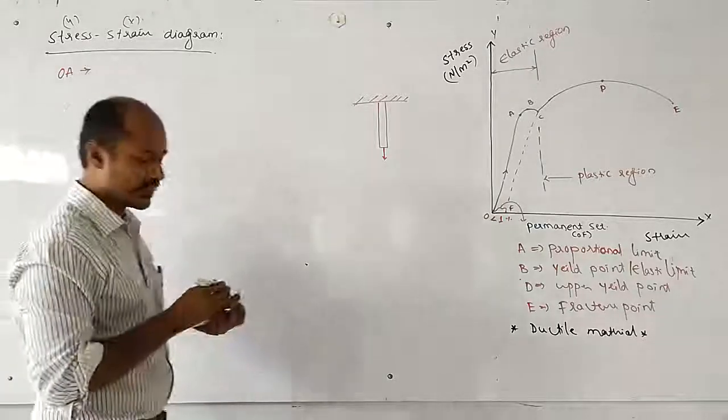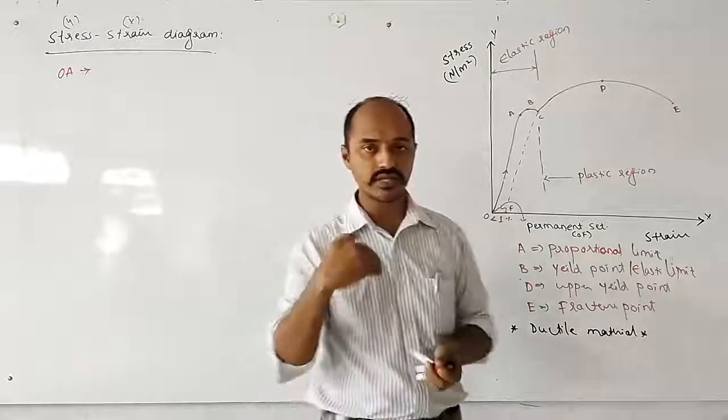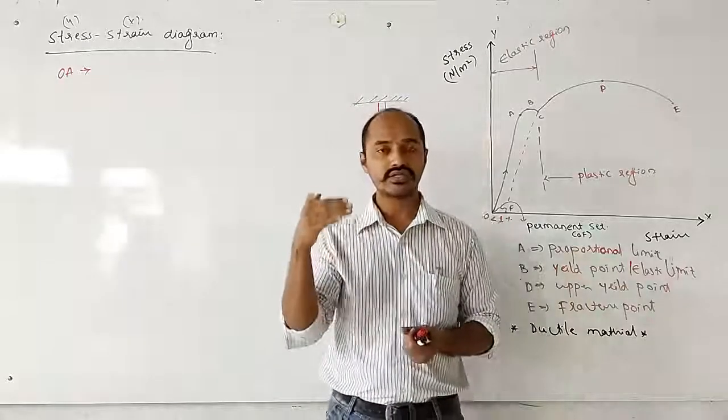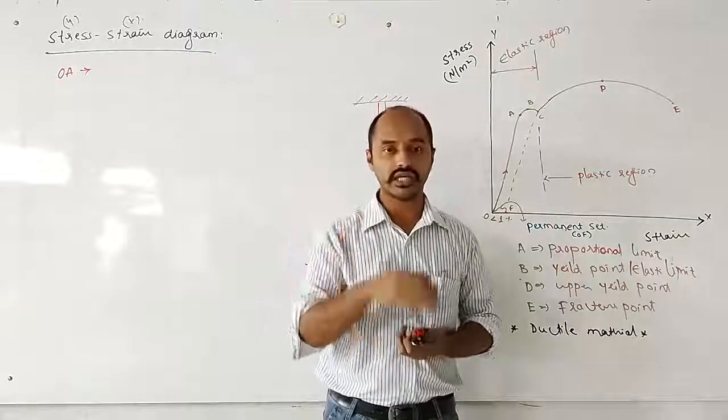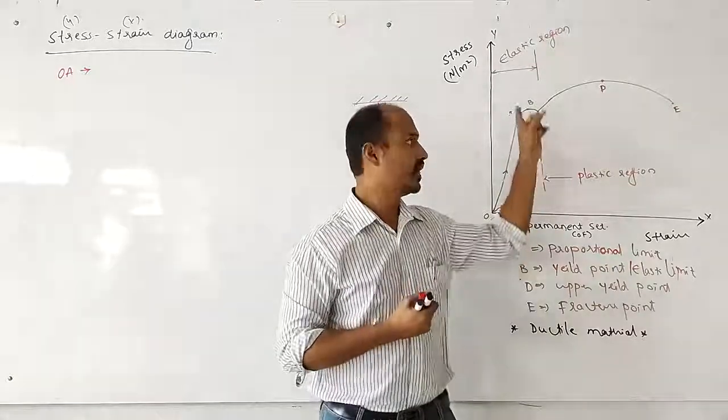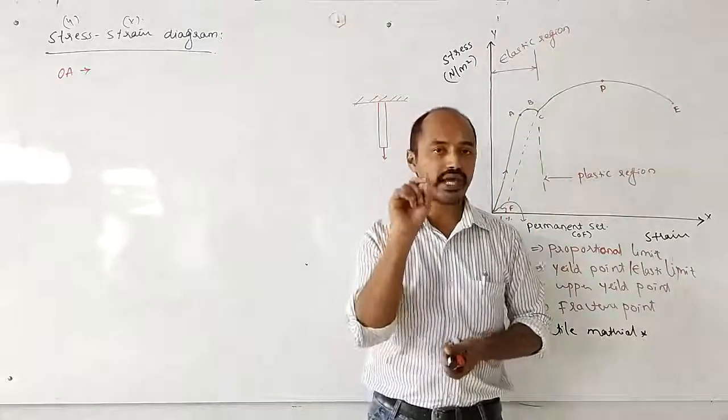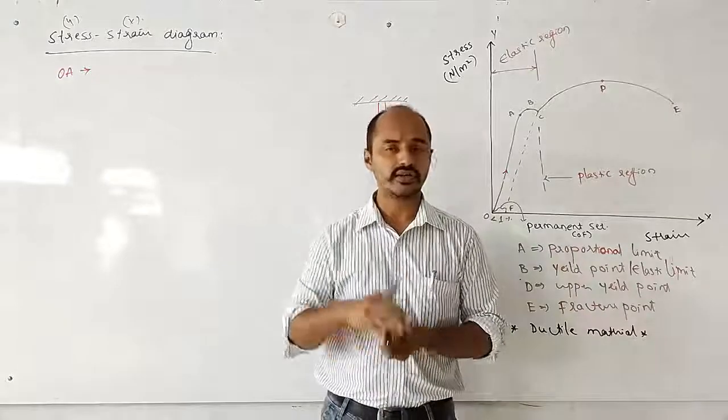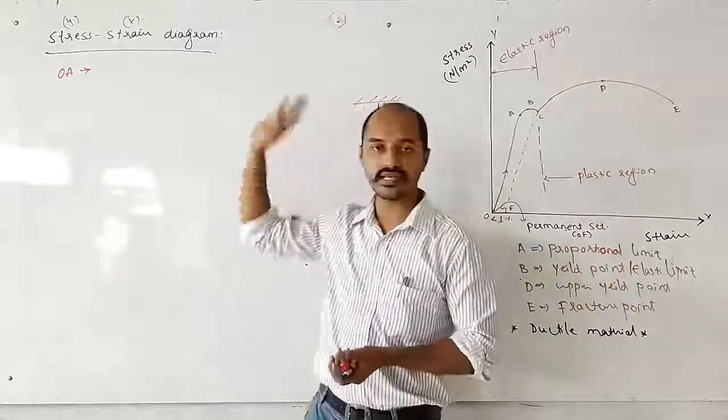So as the force is increasing, stress and strain both increase up to the point A. So point A is called the proportionality limit. This is the first sentence, I think.